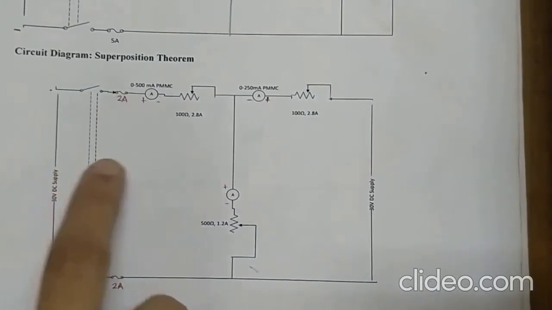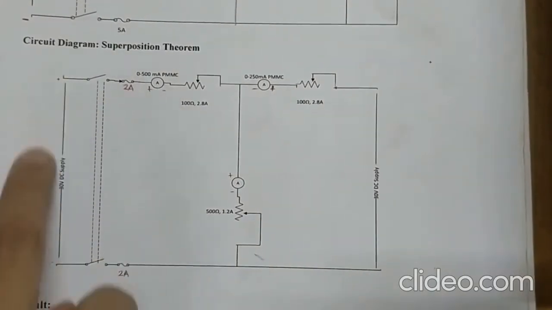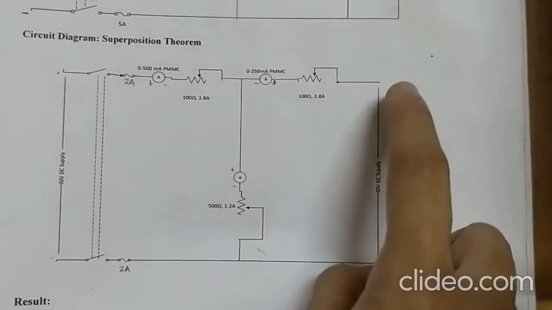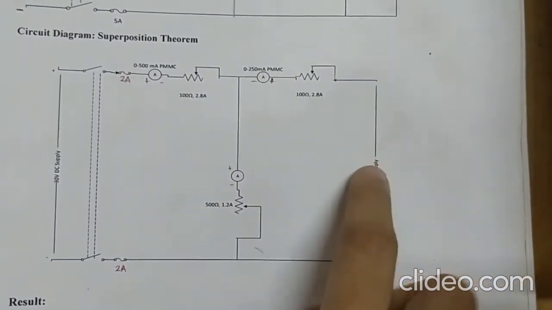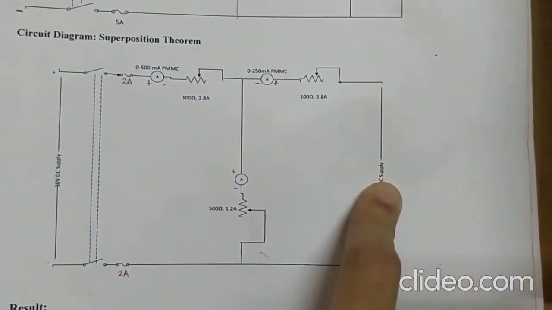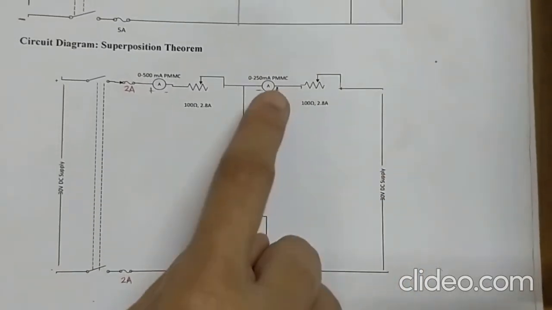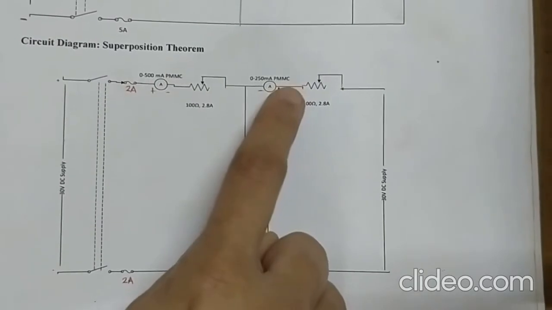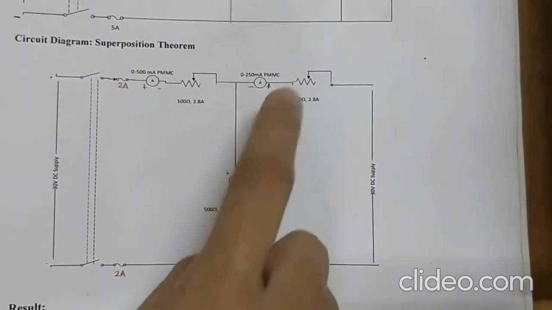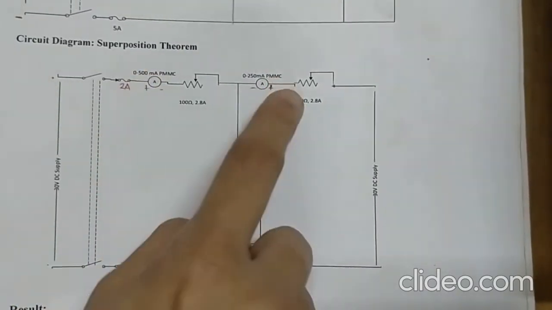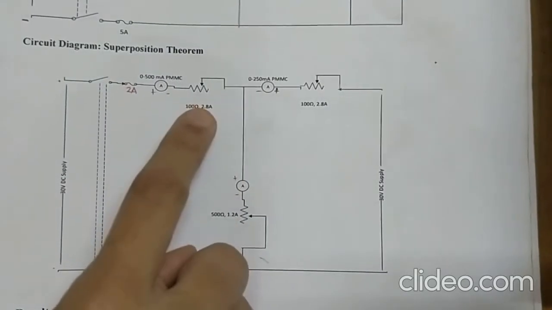Now we will move to case 2, where we will be short circuiting this 30 volt DC supply, and we will be supplying this circuit from this side with a 30 volt DC supply. This time also we will be noting down the ammeter readings, which give the current in each of these three branches. So this was case 2.